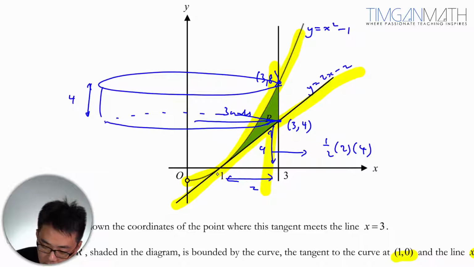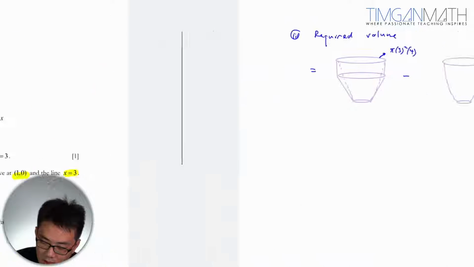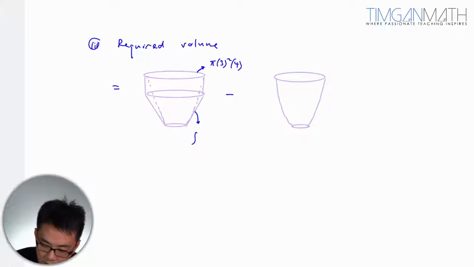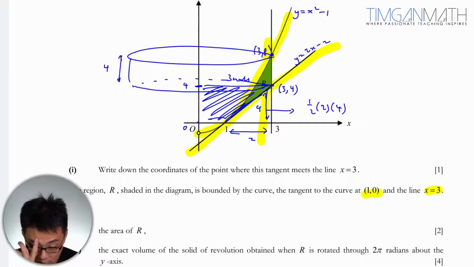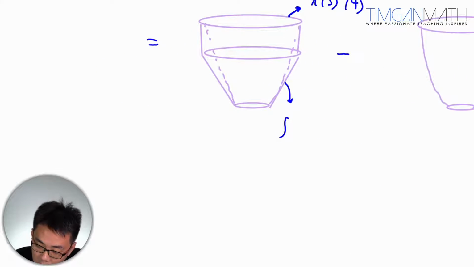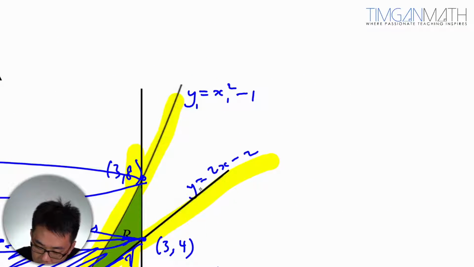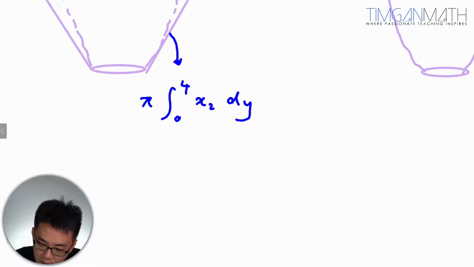Whereas this bottom one here, what we could do is actually just integrate this area here. So the volume here would just be the integral of 0 to 4, dy. So 0 to 4, pi x squared dy, and this x squared should be the x of the tangent. So I'm going to let this be 1 and this is 2. Okay, so this should be x2, the tangent equation there.